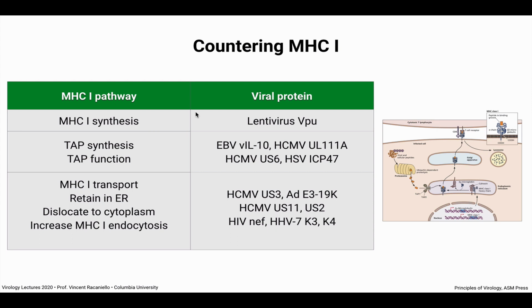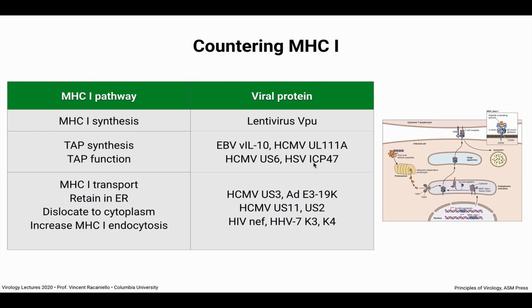Here's the pathway that's interfered with, and here's the viral protein that does it. Just to remind you, here's the endogenous presentation pathway that we just went through. And so the synthesis of MHC is interfered with by a VPU protein of lentiviruses. The transporter for antigen presentation, its synthesis can be interfered with by a variety of viral proteins, Epstein-Barr virus, cytomegalovirus. Most of these are these herpes viruses, a few others, HIV and adenovirus thrown in.